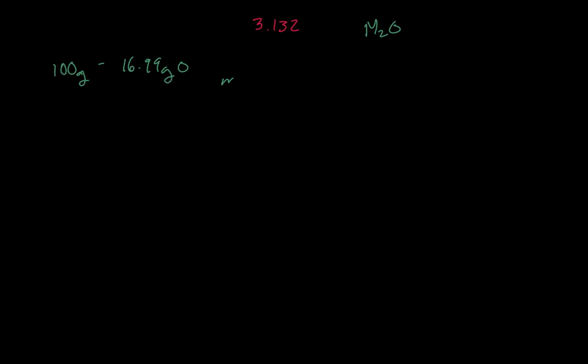All right, so moles of oxygen is 16.99 grams, and that's on about 16 grams per mole. Sorry, excuse me. And that gives us 1.061875. We could see in the formula here, we got 2 moles of the metal per 1 mole of the oxygen. So we're going to multiply this value by 2 and get the amount of moles of the metal.